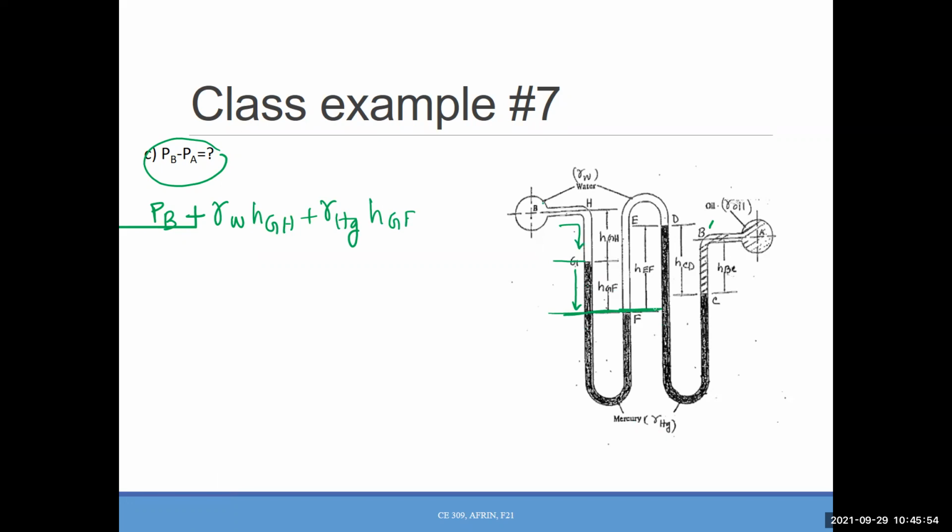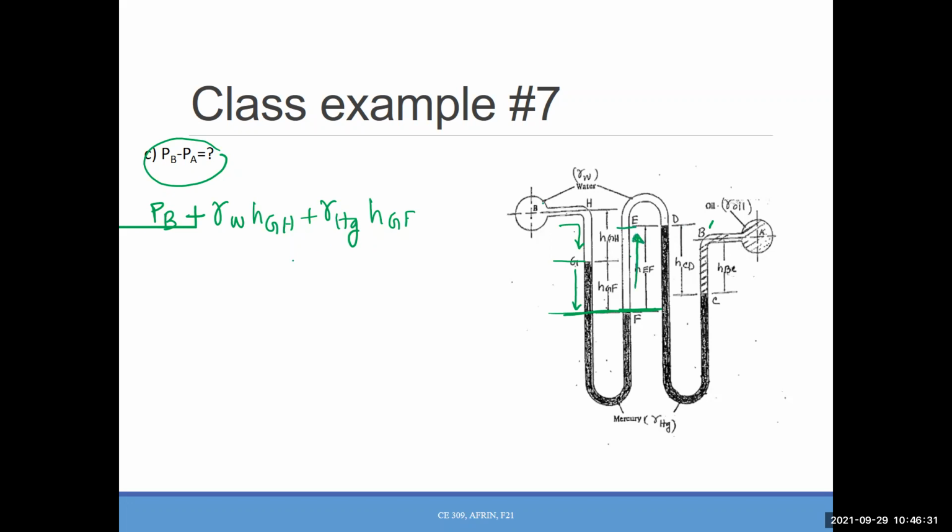Now you are here. Where is the next interface? D, right? E or D? D is the interface. That's why we will calculate till E, because E is not the interface. D is the interface, but E and D are at the same horizontal level, and we know that at the same horizontal level there is no variation in pressure. That's what you will use. So from here, though D is the interface, I will calculate up to which point?